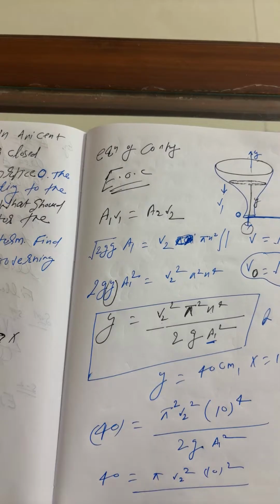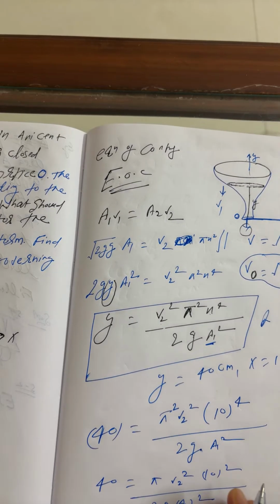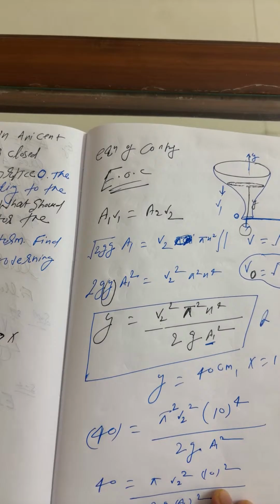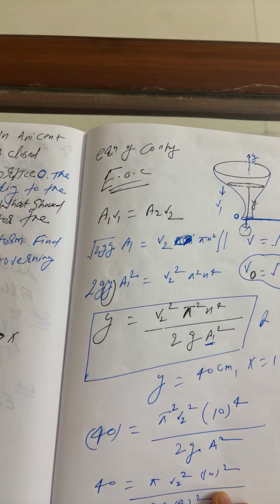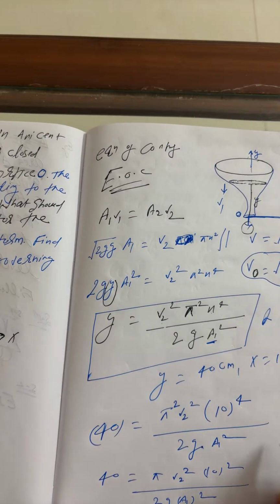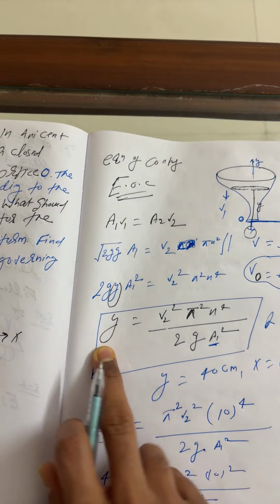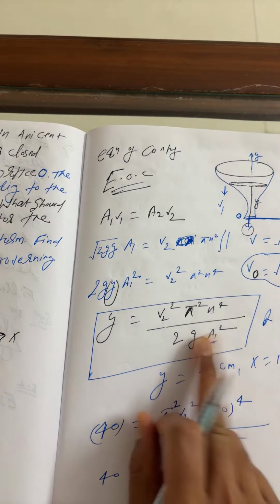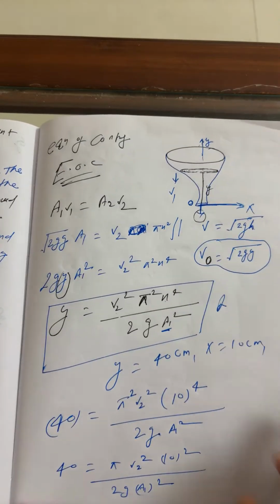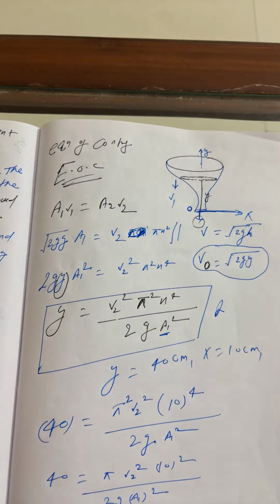Beta 10 square. Beta, this is what? 2G beta, what can we say? A1 square. Right. So beta, further we can solve everything here. We'll get the answer of this, because this entire term is known to us. So further solution here. It's a really good question.